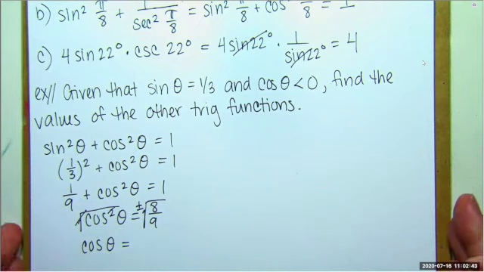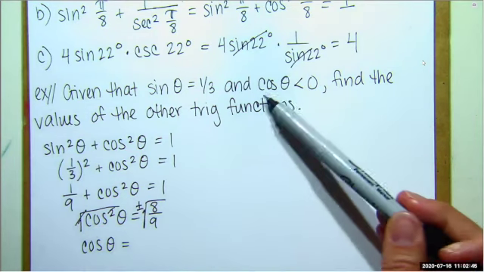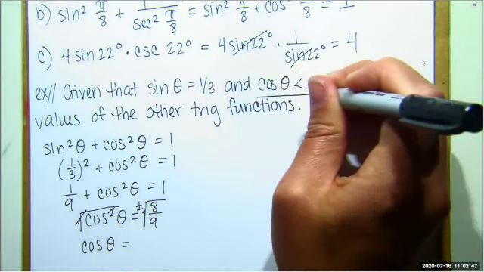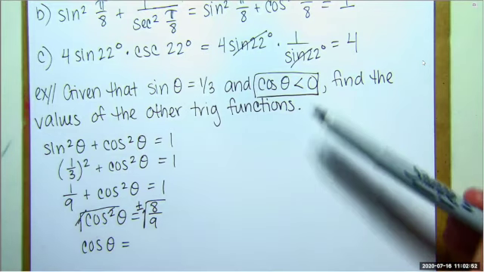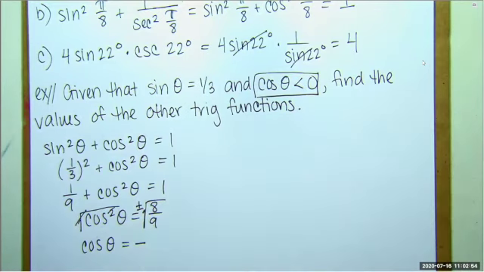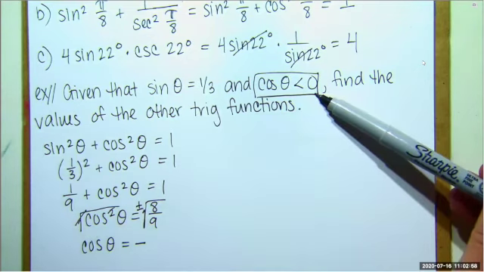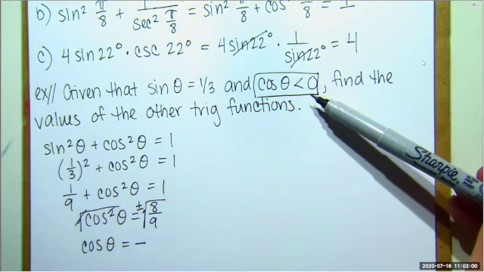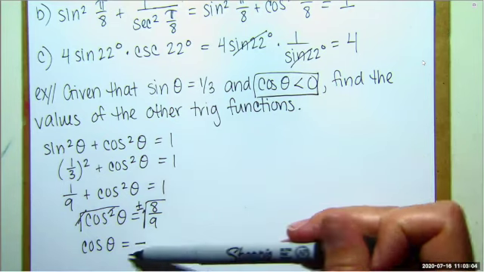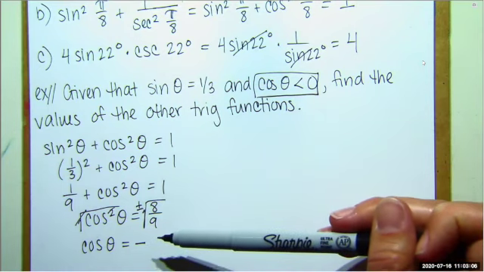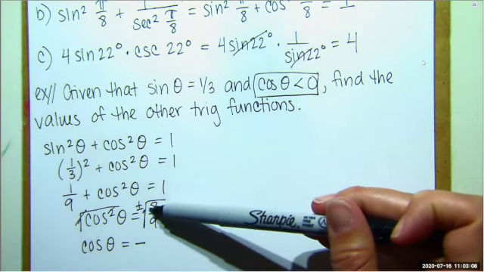So let's go back to our problem up here. This problem said cosine was less than 0. So because they told us cosine was less than 0, that means we're going to use the negative sign only. If they don't tell us cosine is positive or negative, what we have to do is look at what quadrant the angle is in, and based on what quadrant the angle is in, figure out if cosine is positive or negative.